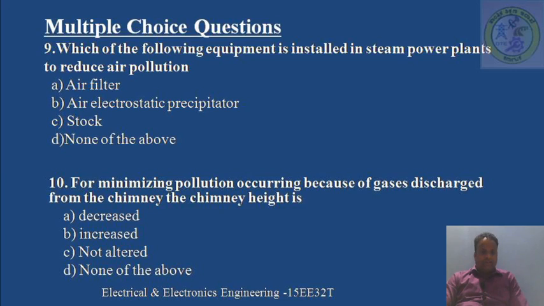Increased, second, B, increased. Therefore, the chimney height is to be increased in order to minimize the pollution occurring because of gases discharged from the chimney. Therefore, the correct option is option B, increased.